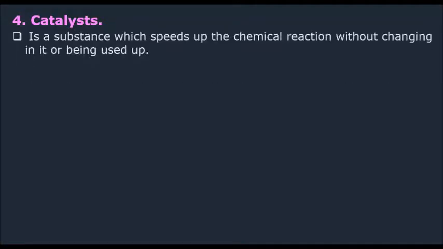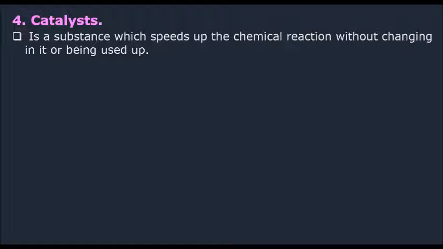Factor number 4 is catalysts. Let's talk about the factor number 4, which is called catalysts. What is meant by catalysts? Catalysts are substances which speed up the chemical reaction or increase the speed of chemical reaction without changing in it or being used up.